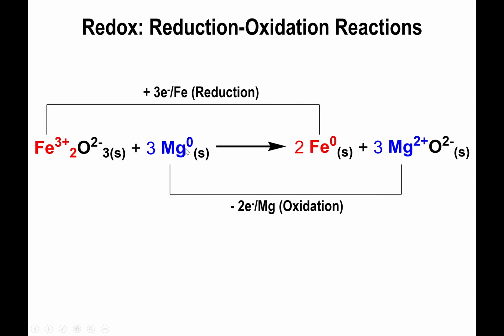Similarly, looking at magnesium, you start with a charge of 0 and you end up with a charge of 2 plus. Subtracting those charges in that order, 0 minus 2, gives us minus 2 electrons as the overall exchange of electrons going on for magnesium. Minus 2 electrons for magnesium, we call this the oxidation. Anytime you lose electrons, you are oxidizing the species.